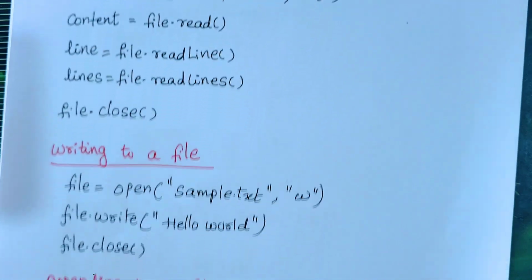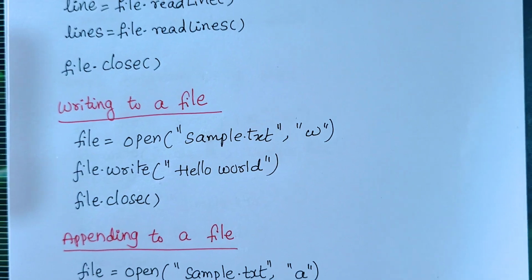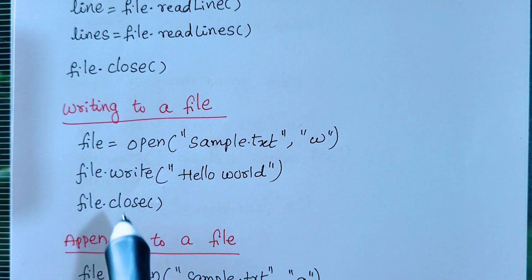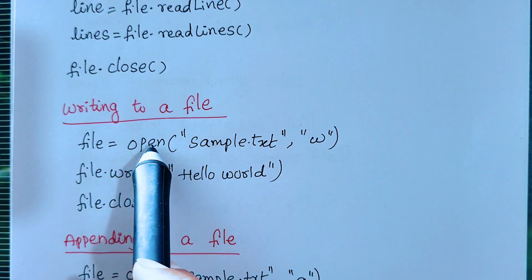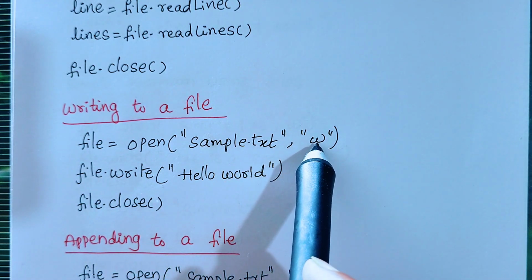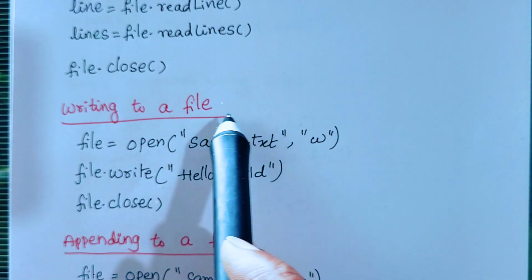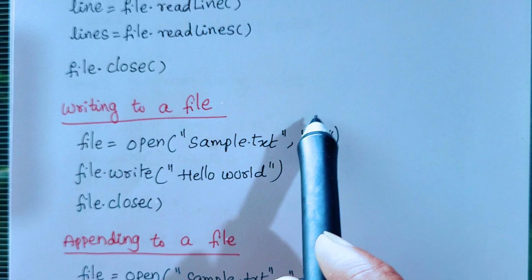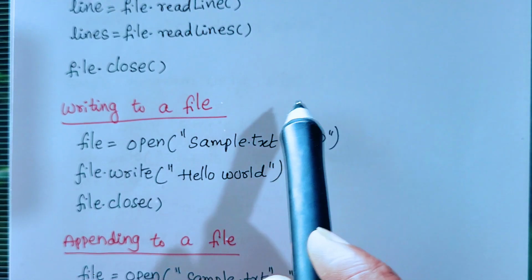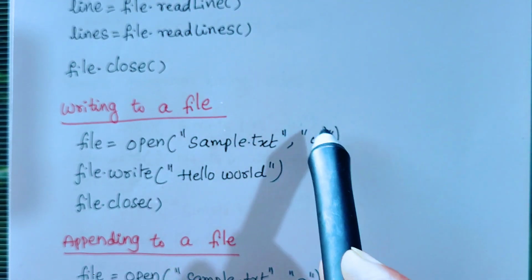Next, we will discuss writing a file. So you see here, this is all about writing a file. file = open('sample.txt', 'w'). So I want to write a file. That file name is called sample.txt. So I will open this program file in write mode.